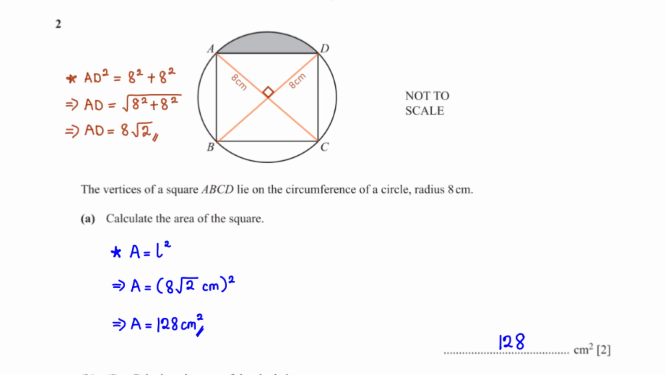The vertices of a square ABCD lie on the circumference of a circle of radius 8 centimeters. Calculate the area of the square. Here is the formula for the area of the square. One of the sides of the square is AD. To get AD, we apply the Pythagoras theorem. So we have AD squared equals 8 squared plus 8 squared. When we make AD the subject, we get 8 root 2 centimeters. So now the area is 8 root 2 centimeters all squared, which is equal to 128 centimeters squared.